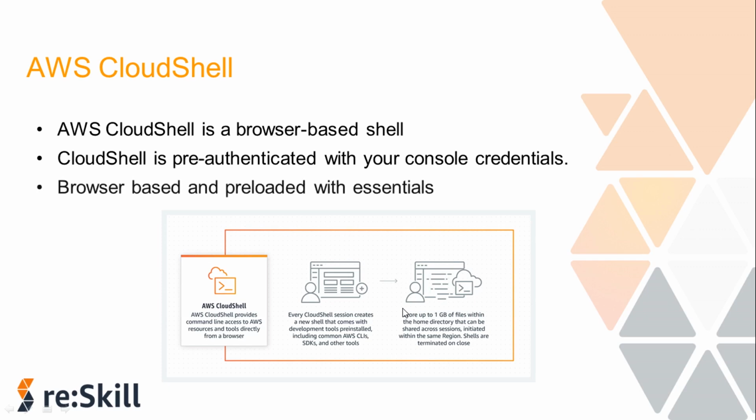It automatically assumes a role based on your IAM identity, even with federated identities. You even have 1 GB of home drive for persistent storage for each region. So next time when you need to run the CLI, remember this amazing option, AWS CloudShell, because it lets you run the CLI in a very easy way.